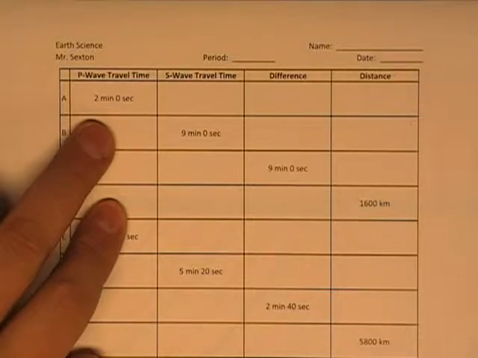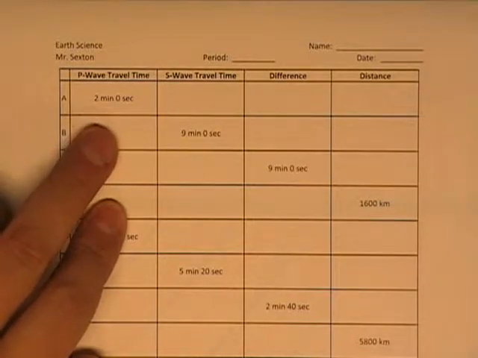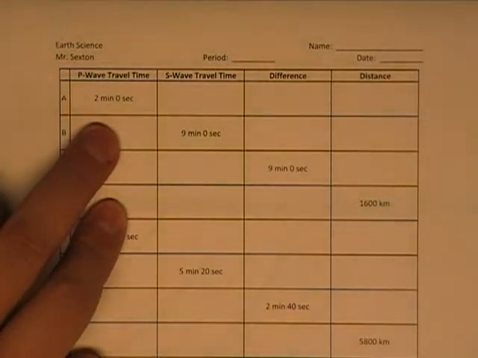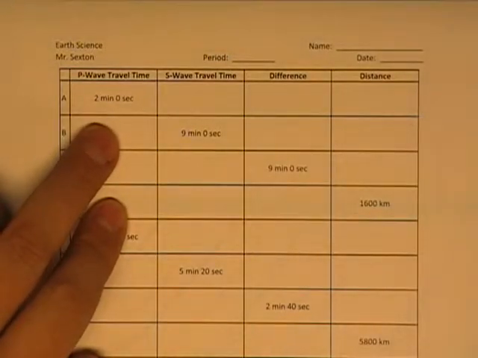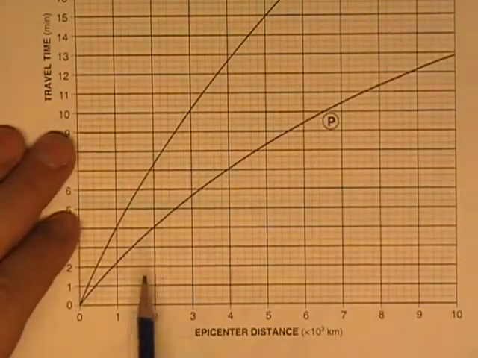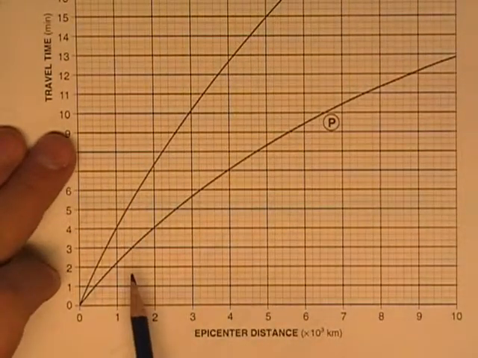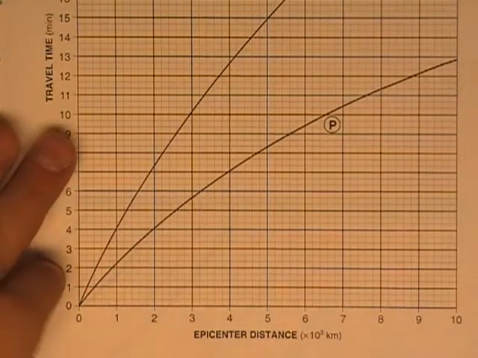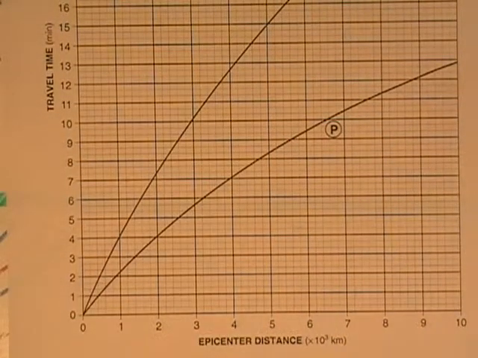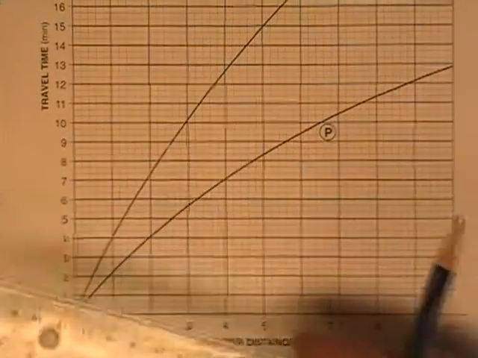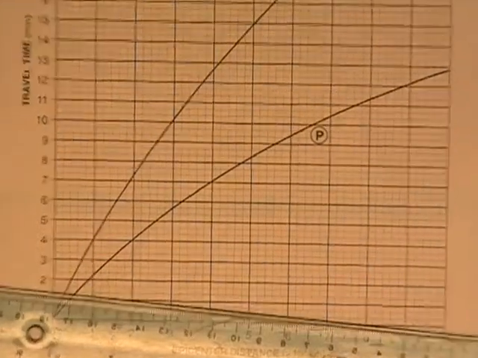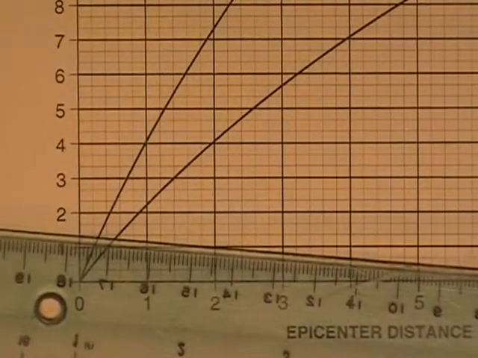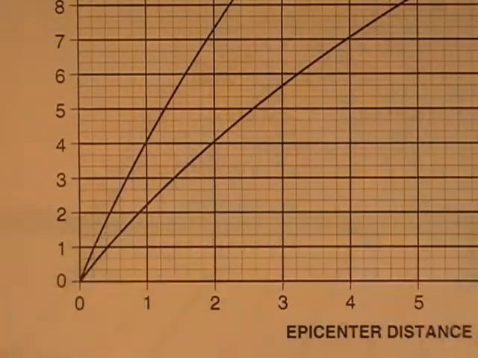So in this particular case, we're going to take the first clue, which is a 2-minute 0-second P wave travel time. Every earthquake is characterized by that vertical line. So we have to find where that vertical line crosses the P line when it has a 2-minute travel time. To do that, we take our ruler and we go to 2 minutes. So here's 2 minutes.